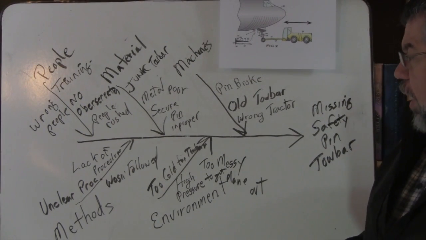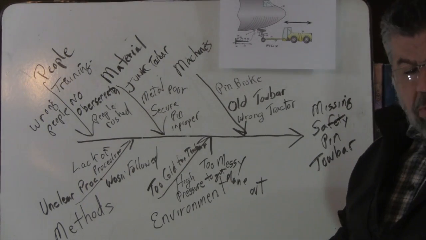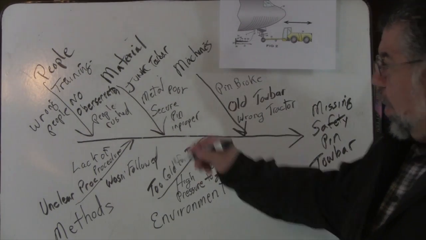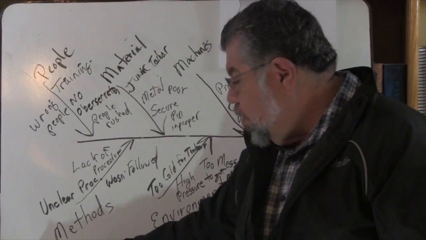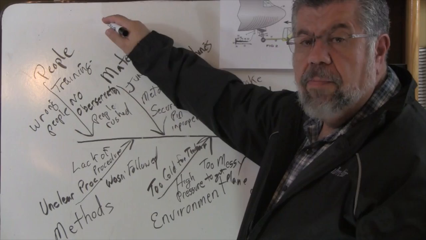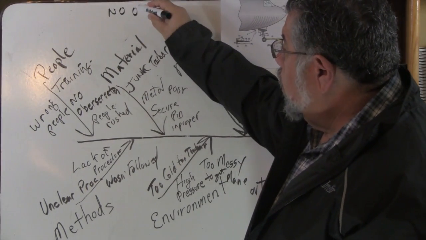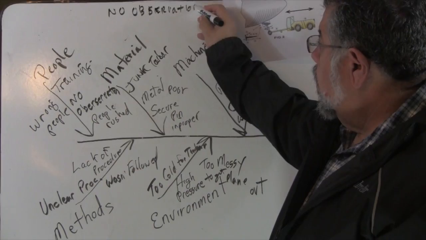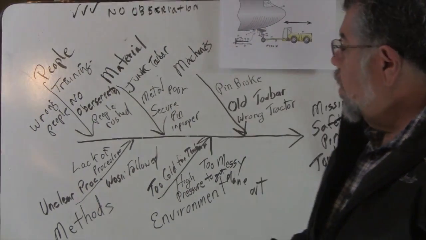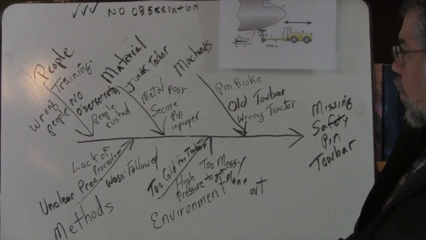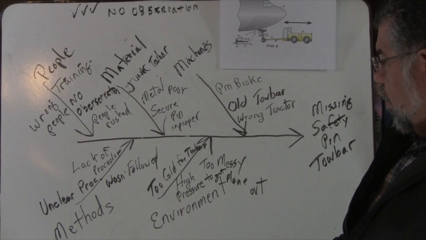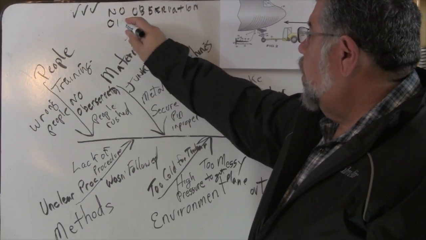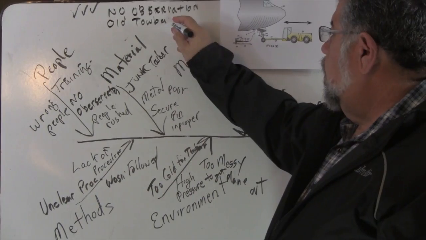So we'll start out with Lee. Is there any particular problem that you think is absolutely the problem? No observation by the people. Okay, no observation. Let me write it up here so you can all see it. How many check marks do you want to give that? I'd say 3. Okay. All right, so we have 3 check marks there. Sandy, is there anything you want us to write up there and give check marks to? Yeah, I would say it was an old tow bar. Old tow bar? Yes. How many check marks do you want to give that? I'd say like three as well. Okay, give three there.